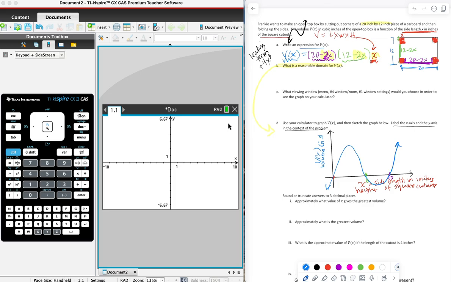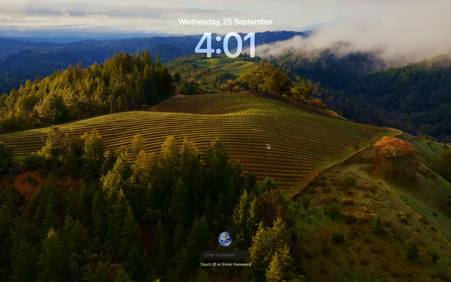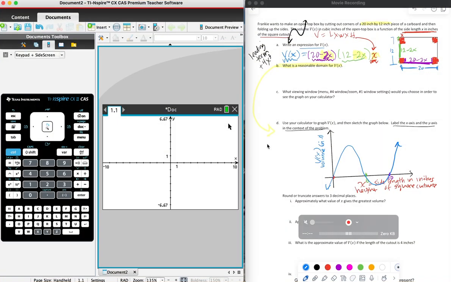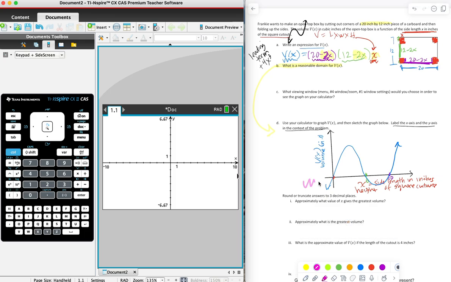Now from here, I might want to talk about a reasonable domain. So what is a reasonable domain? If I look at this, your domain is your x values. Now we have negative x values and we have all these positive x values. Well, let's think again what x represents. X represents the height of the box, or the side length of the square that we're cutting out. So can we have a negative side length? Hopefully you're saying no, so I'm going to disregard all of these values.